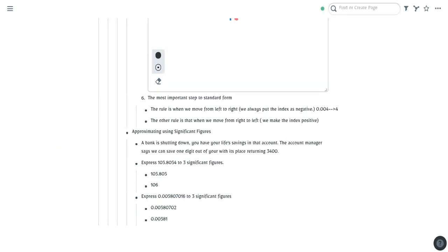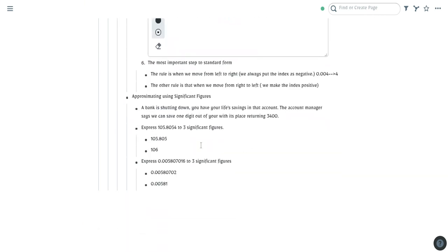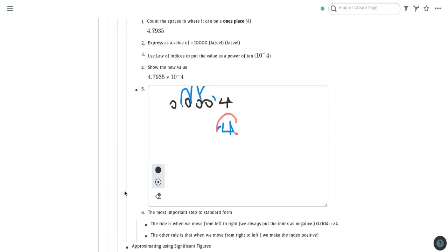So in summary, we covered standard form or scientific notation, and then we went into significant figures.